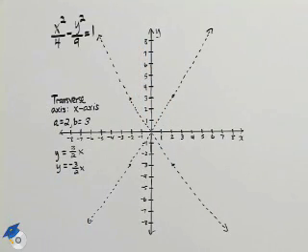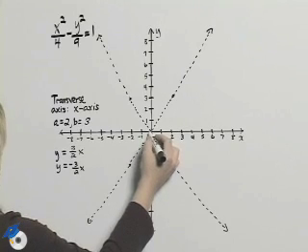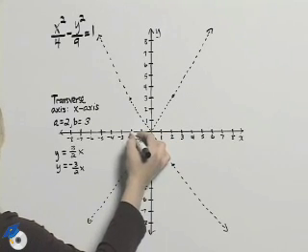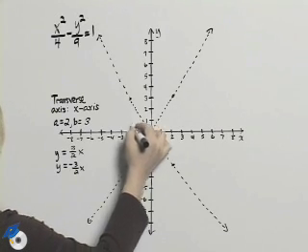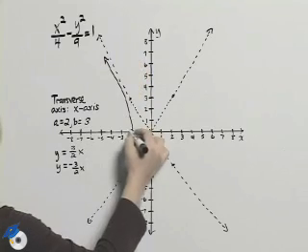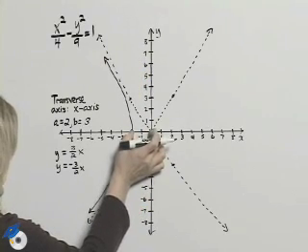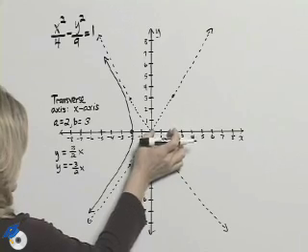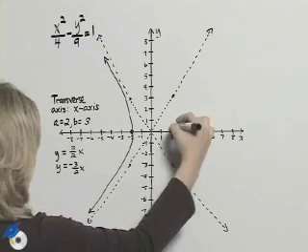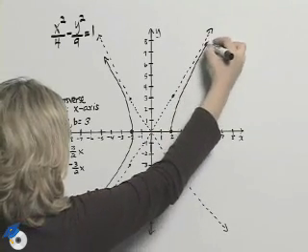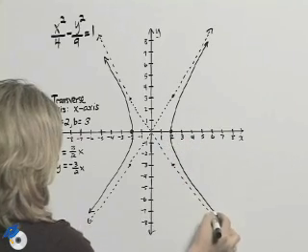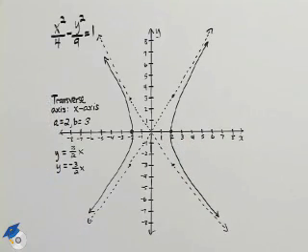Now the transverse axis is the x-axis, so that tells us that we will draw our hyperbola, starting here at 2 units from the center, and it will follow this shape. Note that this is the a value, so we'll go 2 units in this direction as well and follow the shape of the asymptotes, and here is our graph.